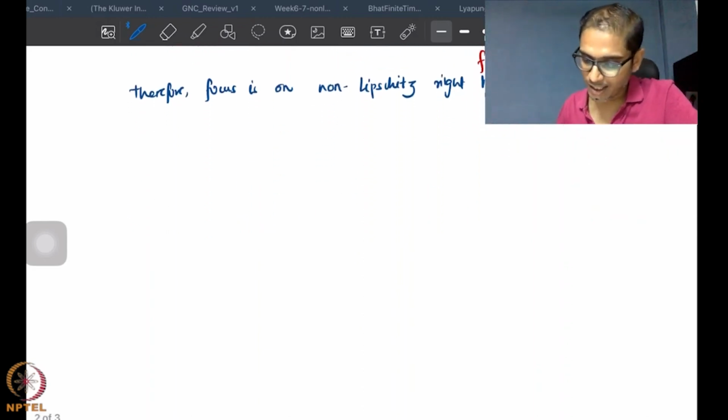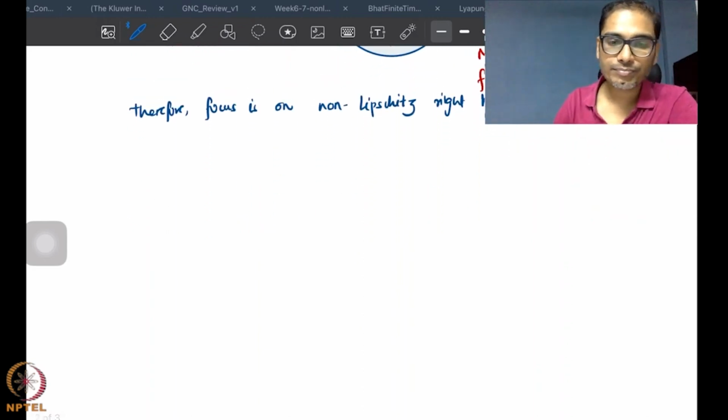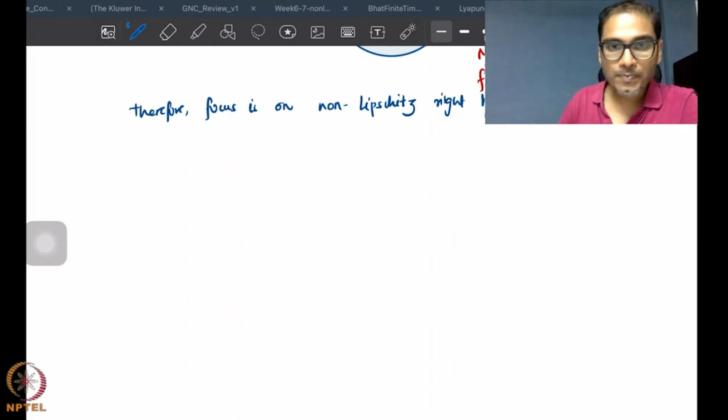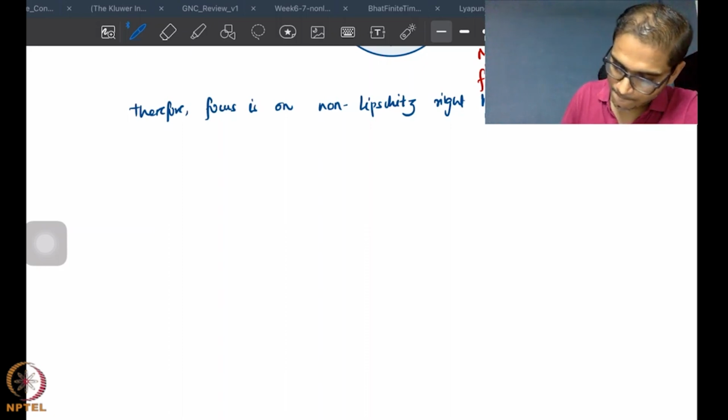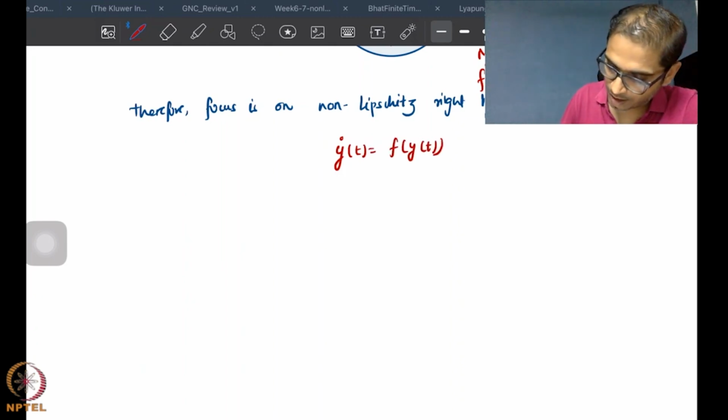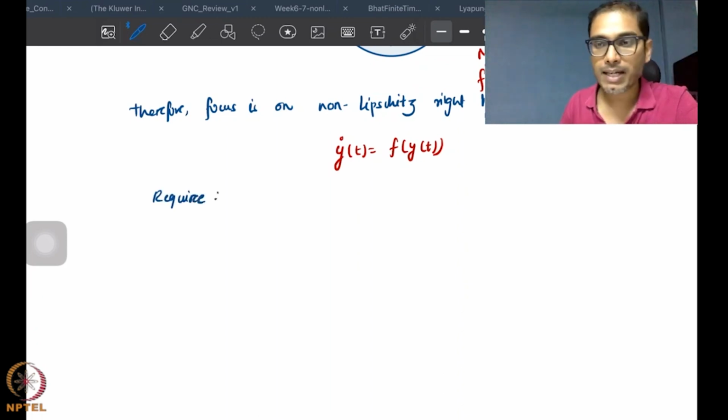So what are these special cases? What is our requirement? That's the important thing we need to characterize and understand carefully. Informally I will say the requirement. In fact, I will first write the differential equation that we are dealing with, the notation: y dot of t is f of y of t. So what is it that we require, in words, and then we'll formalize it in mathematical terms.